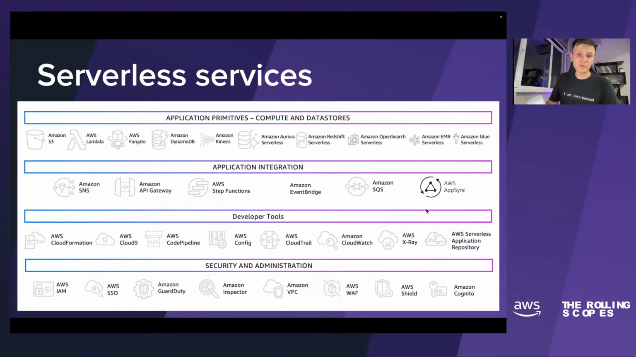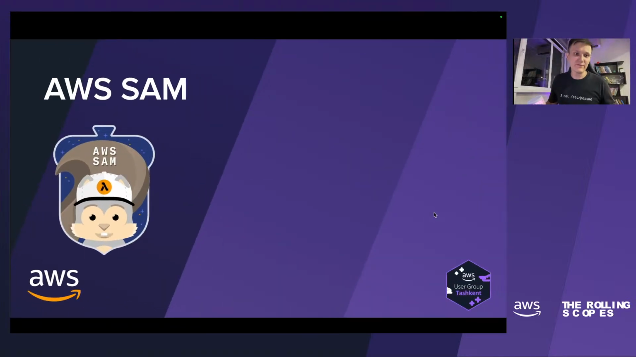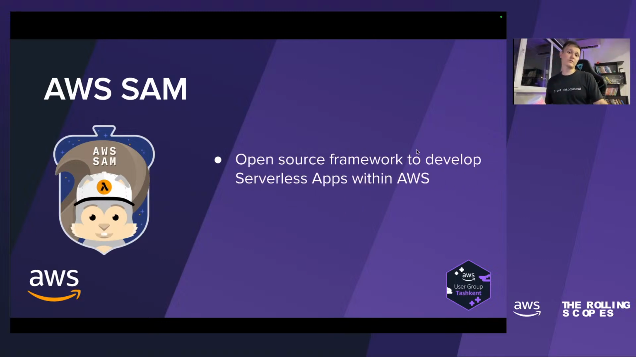And let's move on to the services which we will use today. The first one is not actually a service. AWS SAM stands for Serverless Application Model. This is an open source framework which we will use to develop our serverless application today. It is some kind of superset over CloudFormation, so we will see some CloudFormation-like templates to set our infrastructure up.